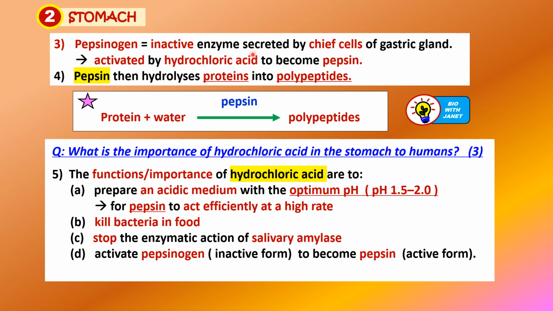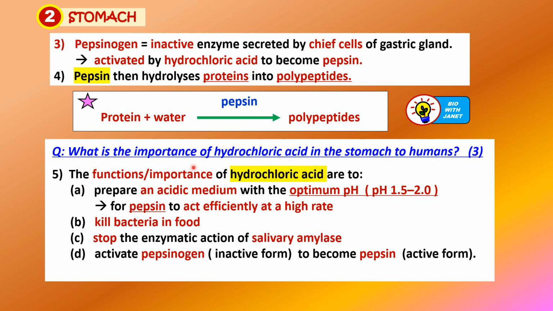So here are the notes about pepsin. Now, pepsinogen is an inactive enzyme secreted from the chief cells. So it's activated by the hydrochloric acid to become pepsin, and then the pepsin will hydrolyze proteins into polypeptides. So take note of this equation, which is the hydrolysis of proteins. Protein plus water, this reaction is catalyzed by pepsin, and it will produce polypeptides.